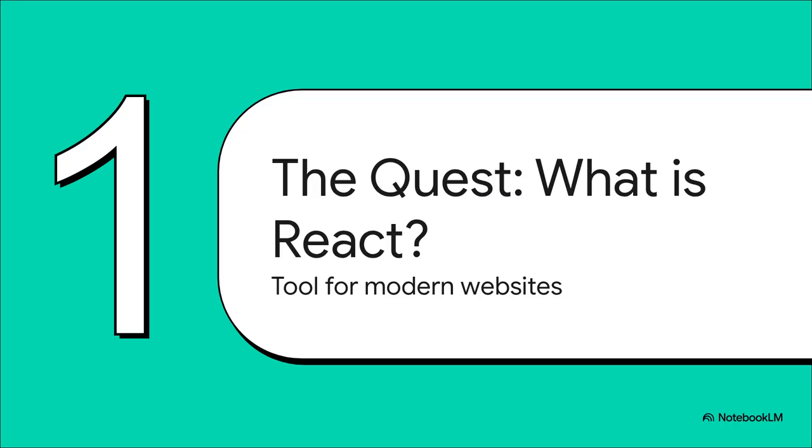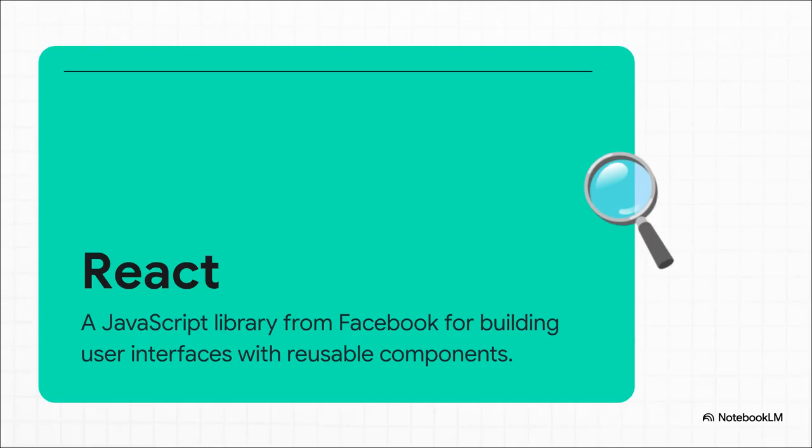All right, first things first. Our quest? What is React? Really, it's the secret sauce behind so many of the websites and apps we use every single day. And we're about to pull back the curtain. Okay, so the official definition is that React is a JavaScript library made by Facebook. A library is just a bunch of pre-written code that helps us build stuff faster. Its main job is building user interfaces, which is everything you actually see and click on.